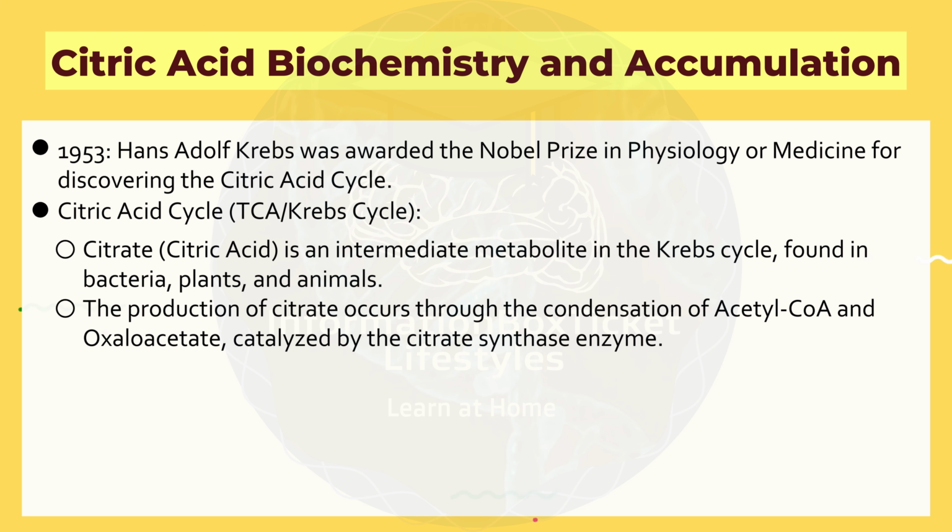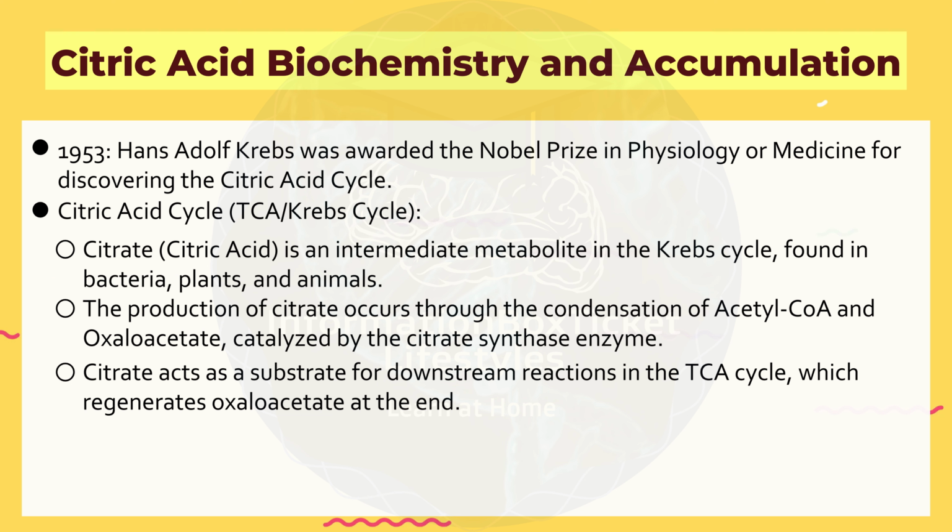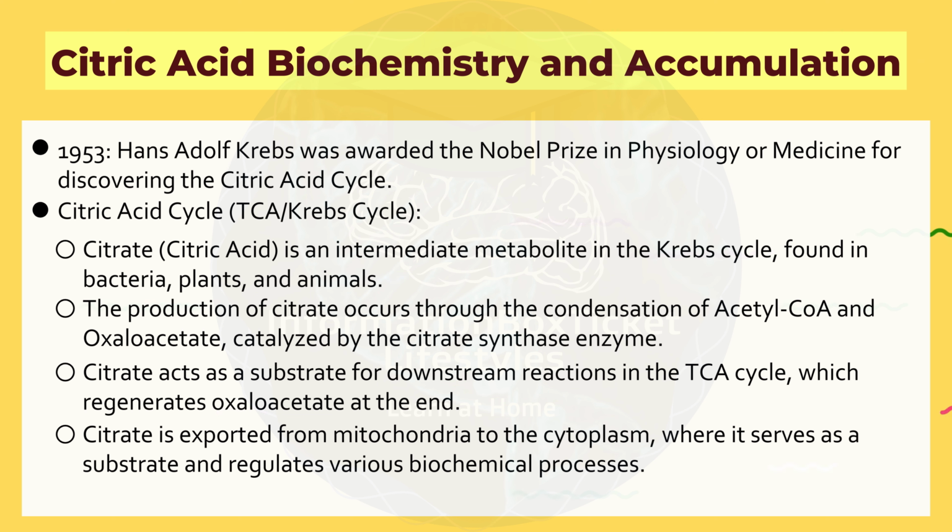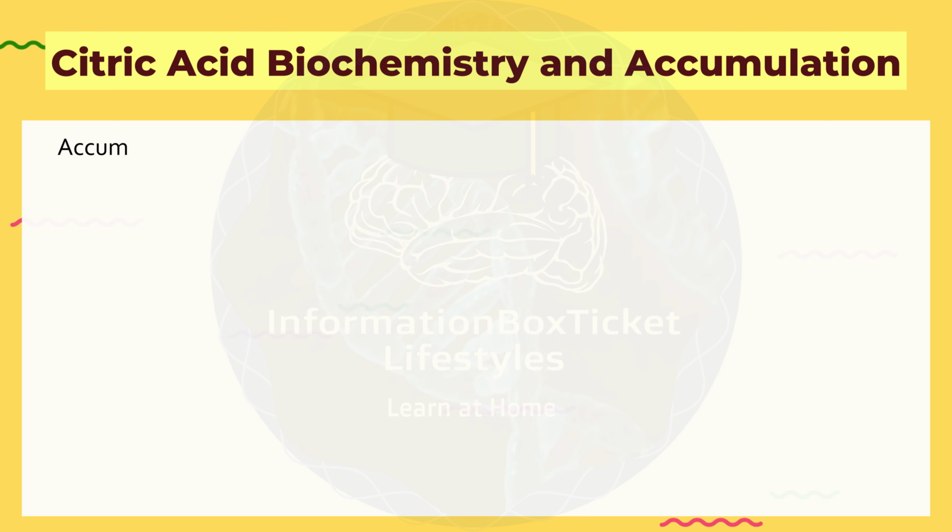The production of citrate occurs through the condensation of acetyl coenzyme A and oxaloacetate, catalyzed by the citrate synthase enzyme. Citrate acts as a substrate for downstream reactions in the TCA cycle, which regenerates oxaloacetate at the end. Citrate is exported from mitochondria to the cytoplasm, where it serves as a substrate and regulates various biochemical processes.